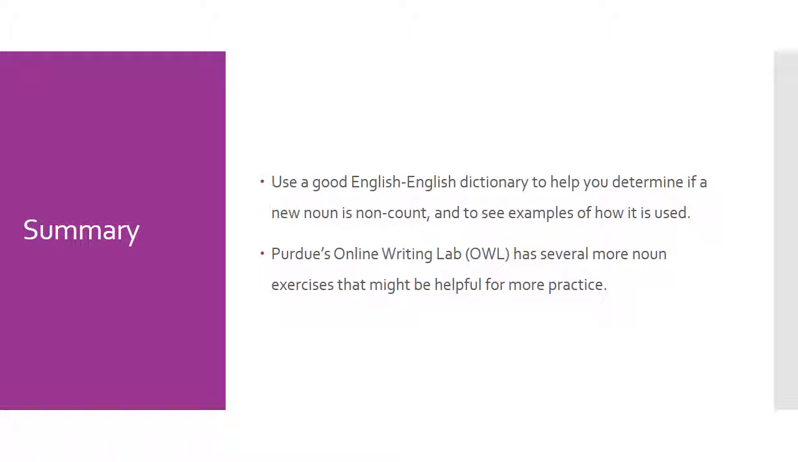All right, to sum up. Knowing about nouns is crucial to being able to use articles appropriately, because articles modify nouns. And we'll talk more about article usage, a specific kind of determiner, in our next lecture. A couple of suggestions for you. If this is really difficult or you don't feel like you have a good grasp on it, I recommend you use a good English dictionary to help you determine if a new noun that you encounter is countable or non-count, and also to get some examples of how it is used.